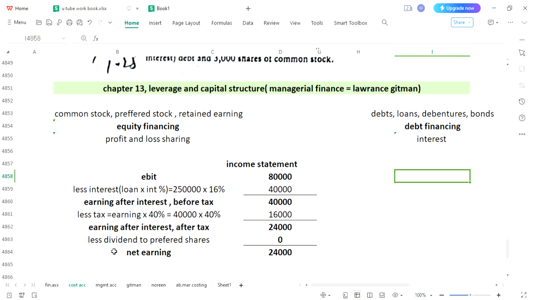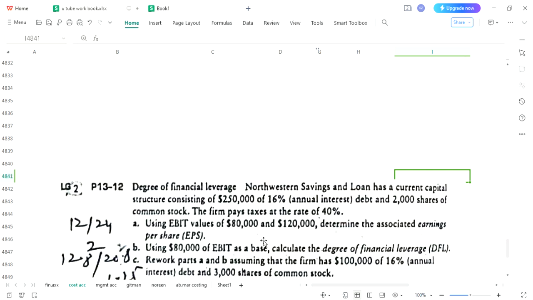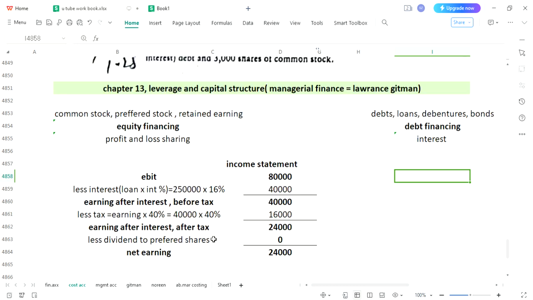Over here a requirement is what? Using EBIT determine associated earning per share. So over here earning per share can be calculated. For this what you will do, net income or earning would be divided by number of shares. Net earning is calculated over here, 24,000.